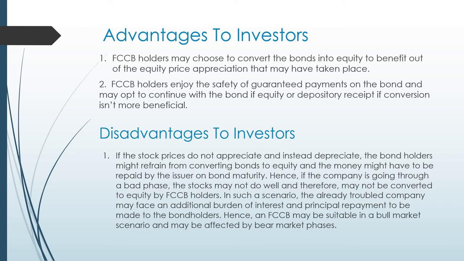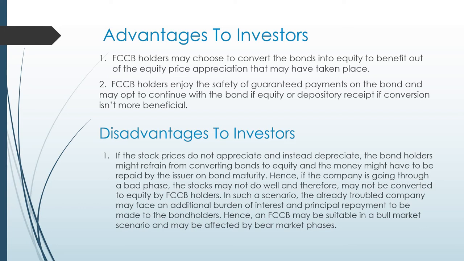The disadvantages to investors are that if the stock prices do not appreciate and instead depreciate, the bondholders might refrain from converting bonds to equity and the money might have to be repaid by the issuer on bond maturity. Hence, if the company is going through a bad phase, the stocks may not do well and therefore may not be converted to equity by FCCB holders. In such a scenario, the already troubled company may face an additional burden of interest and principal repayment to be made to the bondholders. Hence, an FCCB may be suitable in a bull market scenario and may be affected by bear market phases.